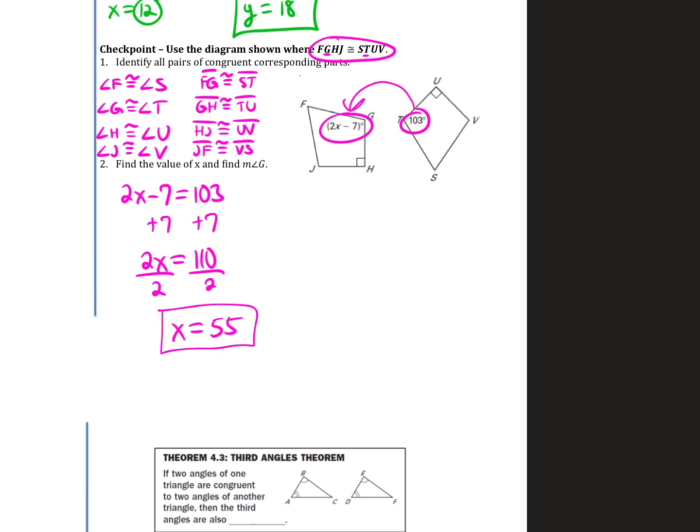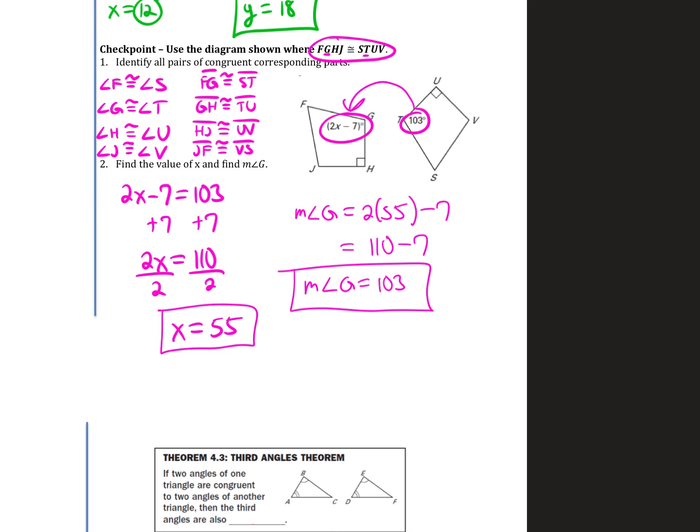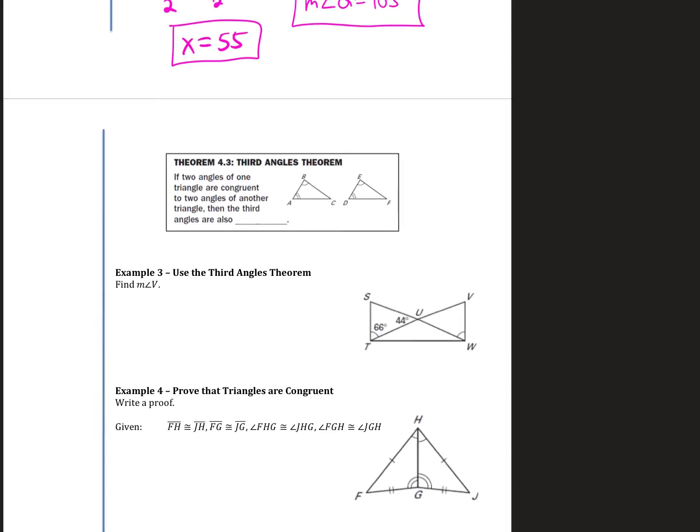Well, it's also going to be 103, but we can plug it in there if we want to. So measure of angle G, let's just do this to check. It's 2 times 55 minus 7, which equals 110 minus 7, which does equal 103. But if they're both congruent, you can just say that the other one's going to be also 103. Okay? All right, third angle theorem.